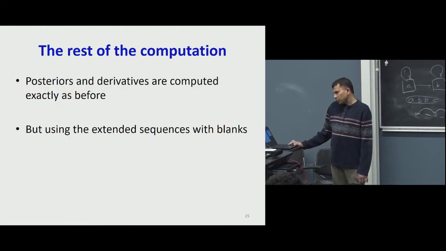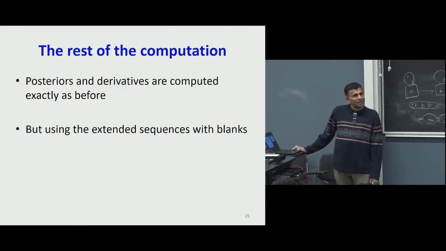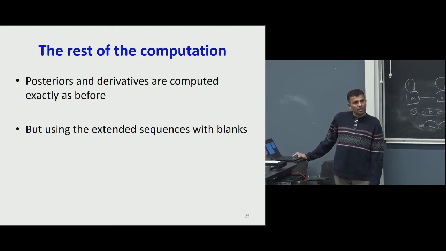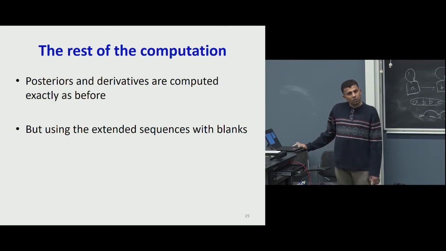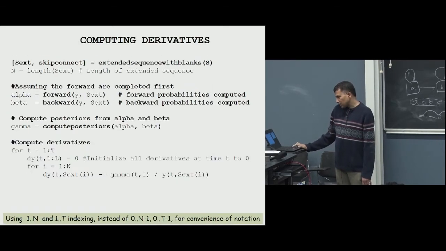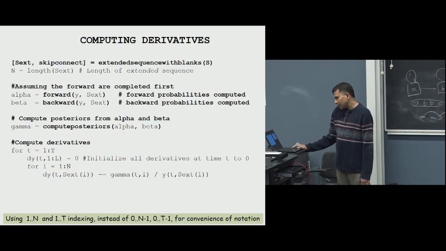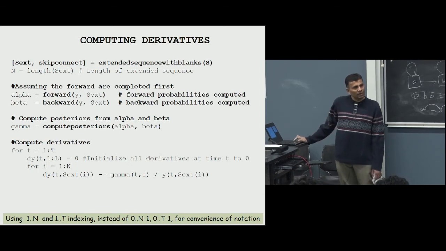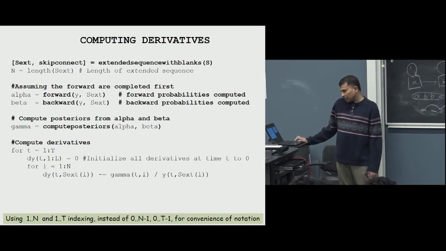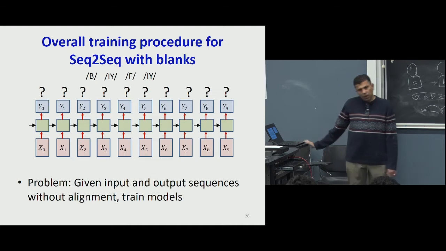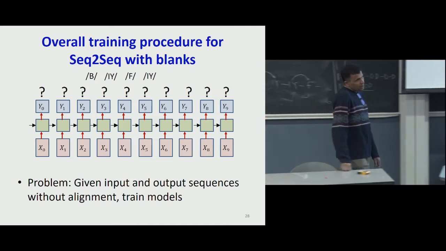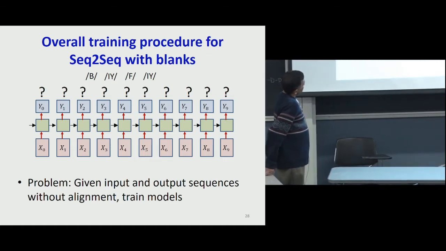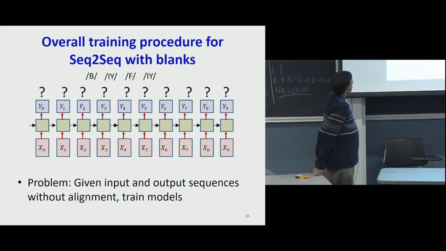The rest of the computation, posteriors and derivatives, are computed exactly as before. The gamma is simply the product of the alphas and betas, normalized, except that you'd be using these extended sequences with blanks. So we have all of the pseudocode and computing derivatives. Everything else is exactly the same as before. So the overall procedure for training this sequence-to-sequence model when you also have blanks is this.